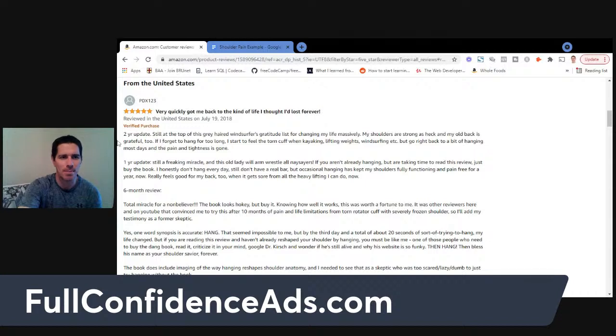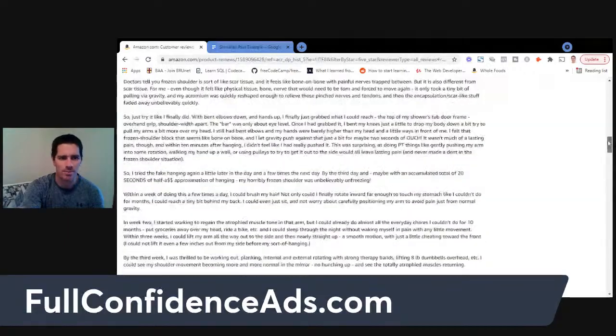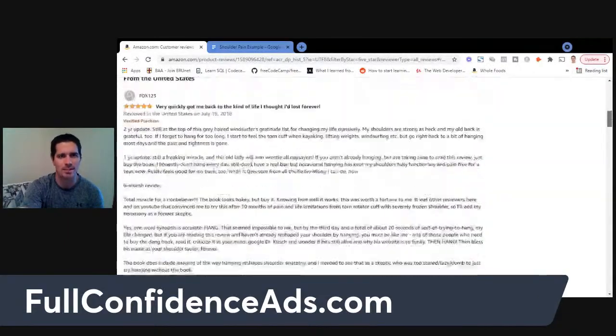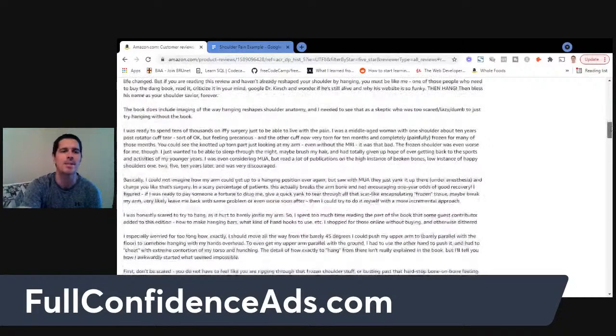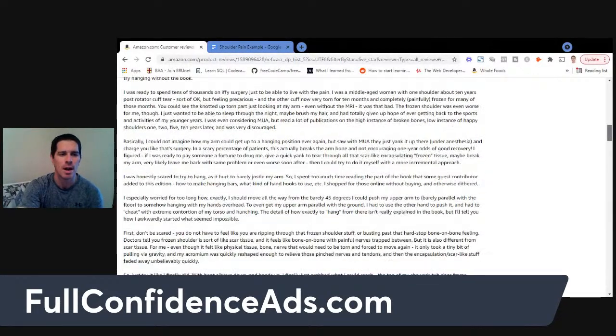So again, this is just an example. In this one, this person is coming back again and again. She's got a 6-month update, she's got a 2-year update. She's so appreciative of what this book provided that she kept coming back and updating her review about how her shoulder has improved and what she was able to do. And you can see the length of this review. There's a ton of great detail about the audience, and specific words and phrases that I can use.